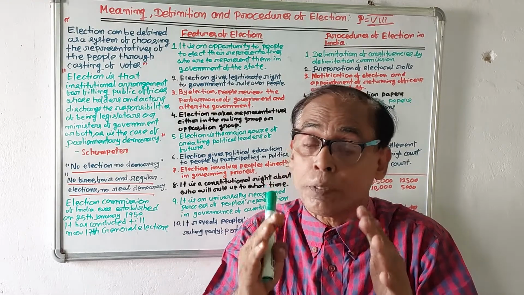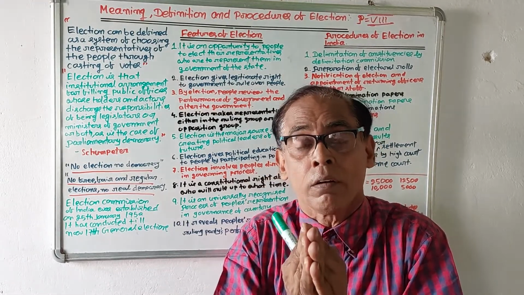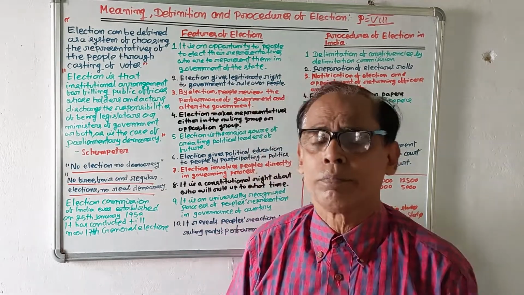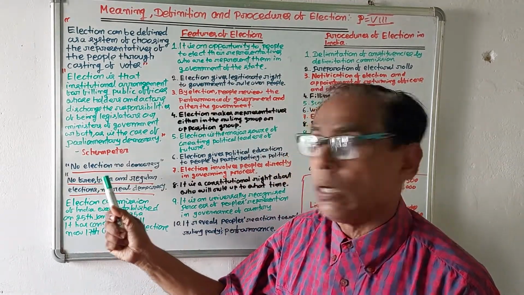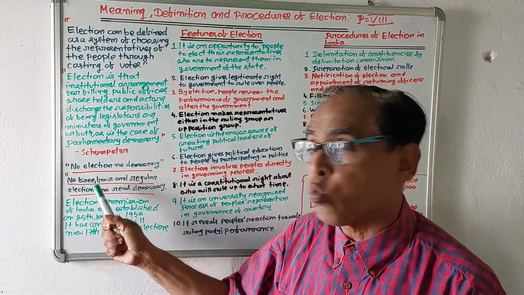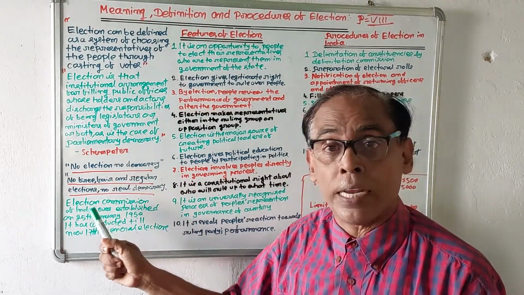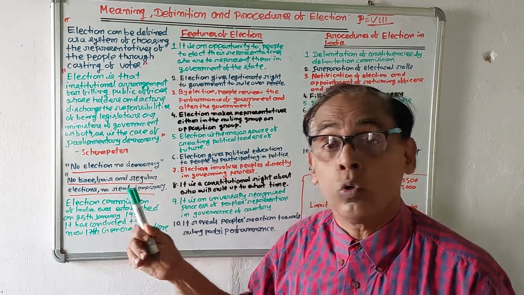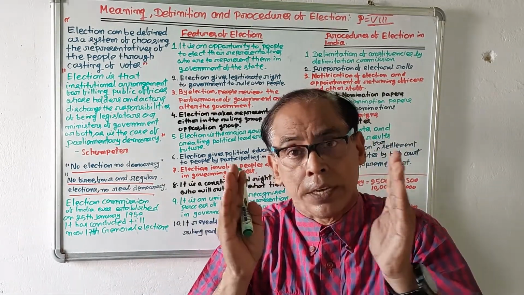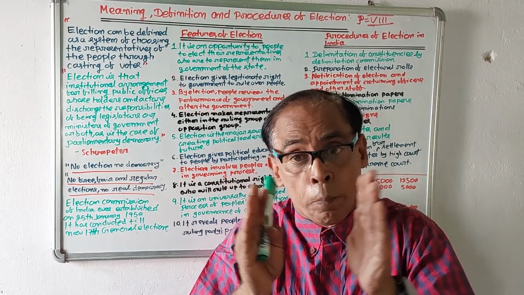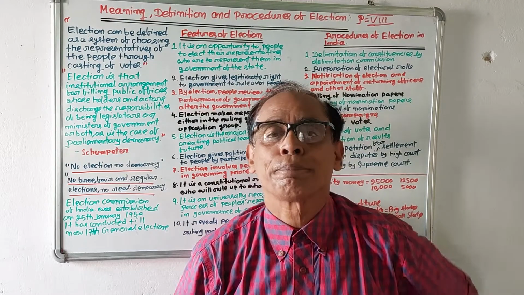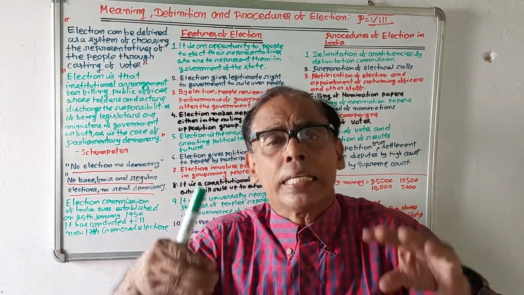But election must be free, fair and legal. That is why it is said, no election, no democracy. Again it is said, no free, fair and regular elections, no real democracy. So, to make democracy a real one, to make democracy a better one, election is necessary. So, what is election?